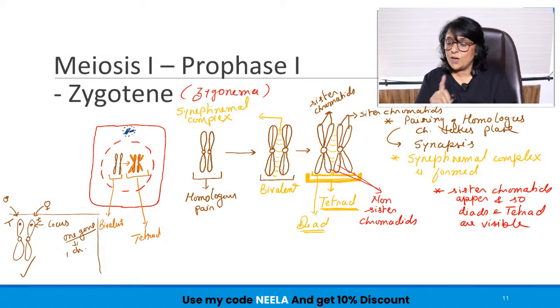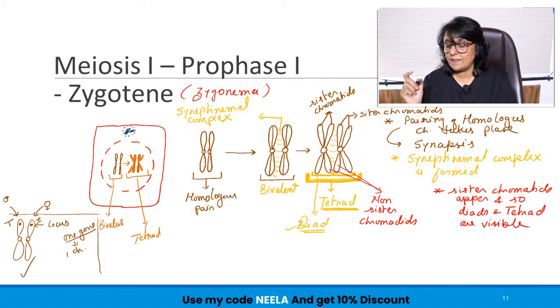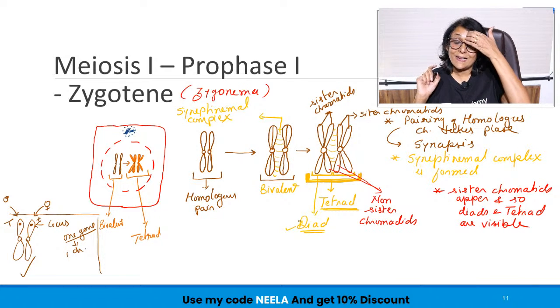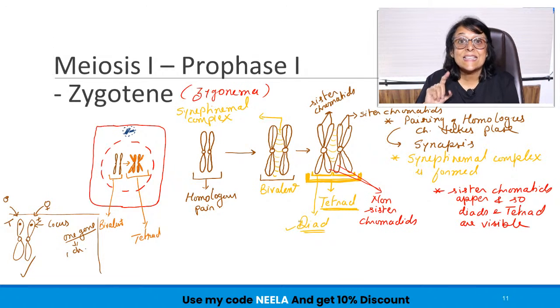So here, pairing of homologous chromosomes has taken place. The pair is called a synapse or a bivalent. Then the chromatids split. You start seeing sister chromatids. One chromosome with two sister chromatids on each side you would call a dyad. And when the pair splits, you see 4 arms on each side. That is what we call the tetrad. So these are the changes which are visible in zygotene.